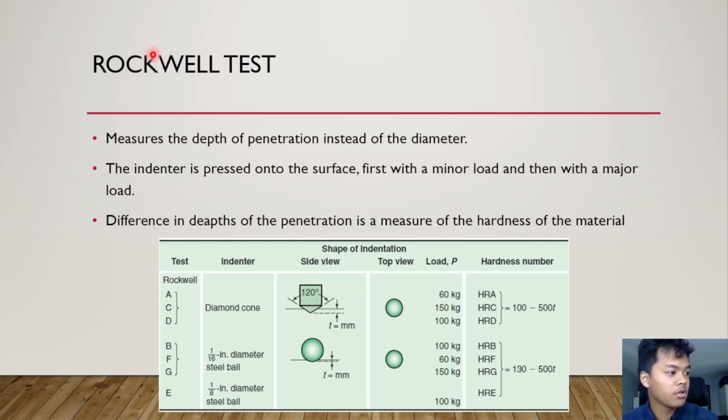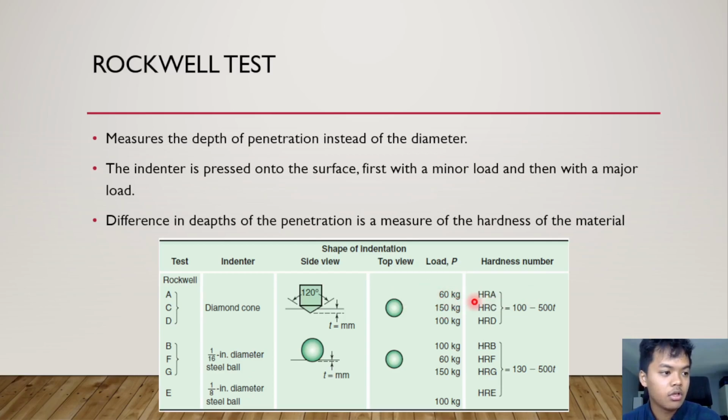So for Rockwell tests we got 7 different Rockwell tests. We got Rockwell A, C, D, B, F, G, and E. For A, C, and D, we use the diamond cone, and for B, F, G, and E, we use a ball indenter. However, in B, F, G we use a 1/16-inch diameter steel ball, and for E we use a 1/8-inch diameter steel ball. So how do we calculate for the hardness number?